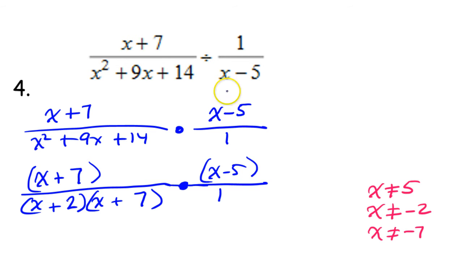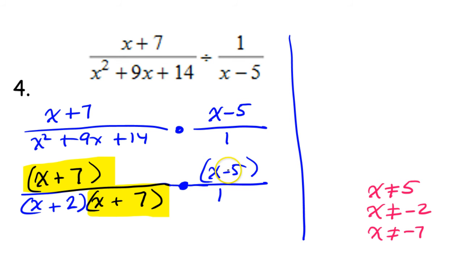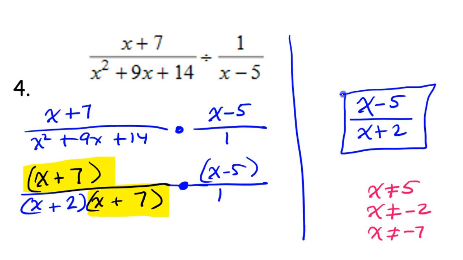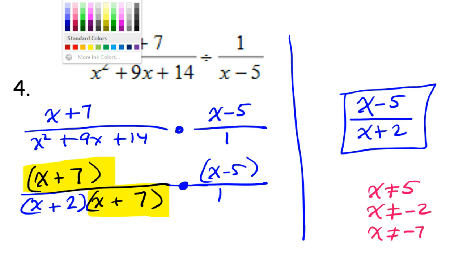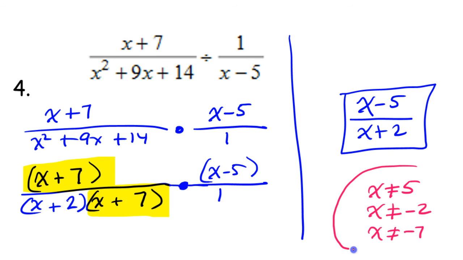Alright, now I'm looking for things that will cancel. Notice that I have x plus 7 in the numerator and the denominator. Those are going to cancel out. So they're going to be gone. And once you cancel those out, then all you really have left is x minus 5 over x plus 2. So I have x minus 5 over x plus 2. So that is the simplified expression, but we have to be careful to mention these restrictions.